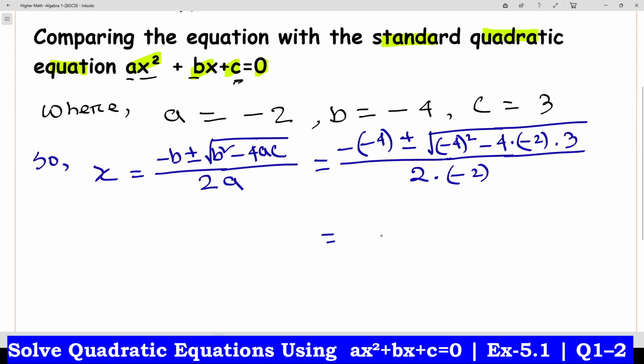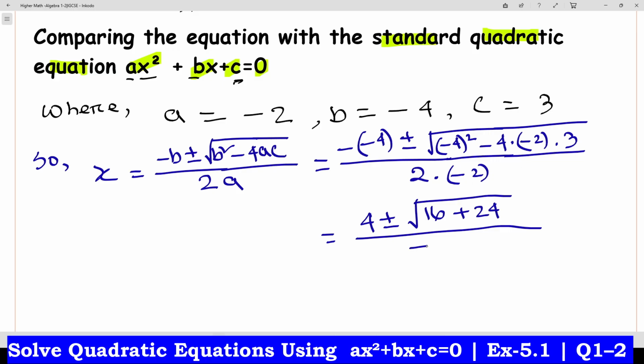So we can write this one, once we are trying to solve this one step by step, minus and minus will be plus. So plus 4, then plus minus root over minus 4 square means 16, then minus and minus will be plus 4 times 2 is 8, 8 times 3 is 24, and then 2 times minus 2 will be minus 4. So 4 plus minus root over 40 minus 4.